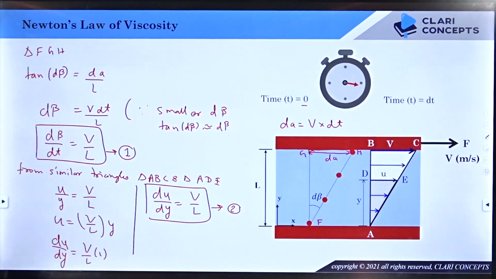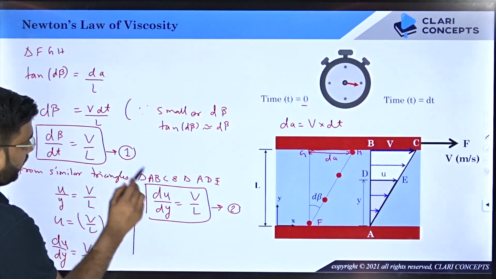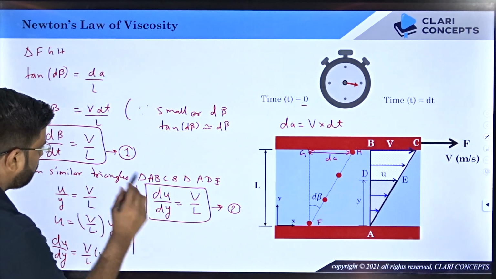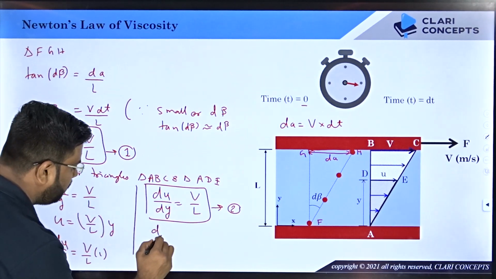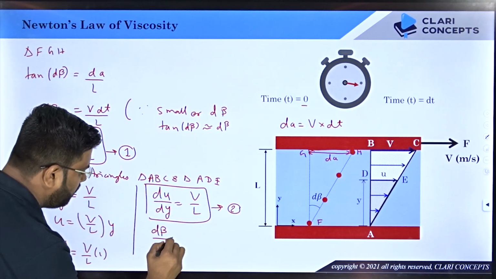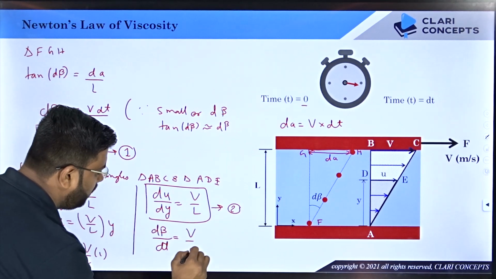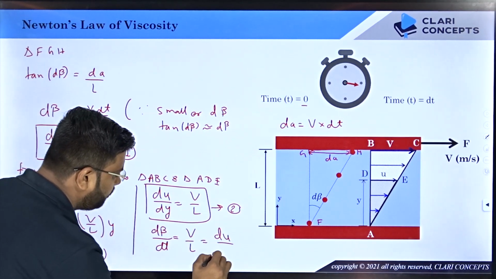Now see what I am trying to do. Look at 1 and 2. Can I write from equation 1 and 2 that d beta by dt is equal to V by L is equal to du by dy?